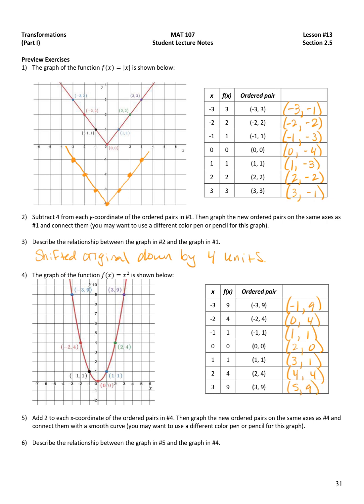And then I will plot these points: negative 1, 9, 0, 4, 1, 1, 2, 0, 3, 1, 4, 4, and 5, 9.